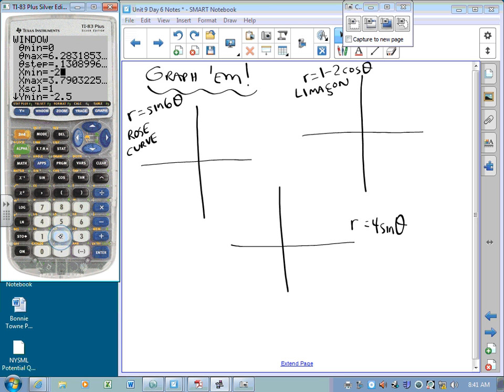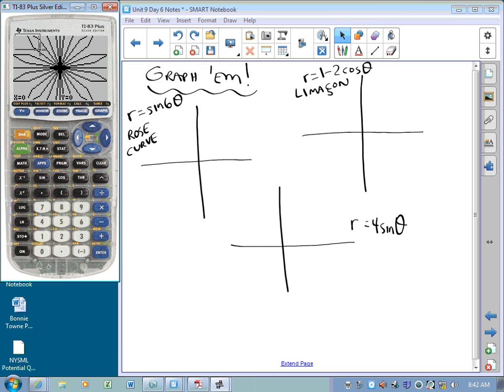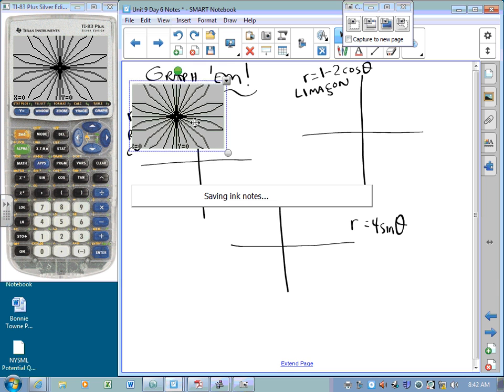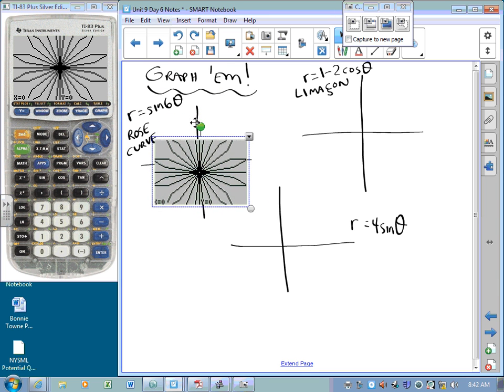Can I get this better? Negative 1.5 to 1.5. That's a little bit ugly, but less so if we square the window. I'll zoom in for a moment so you can see it. Looks like that. It's got petals. It is a 12-petaled rose. In fact, anything of the form A sine B theta is going to be a 12-petaled rose.